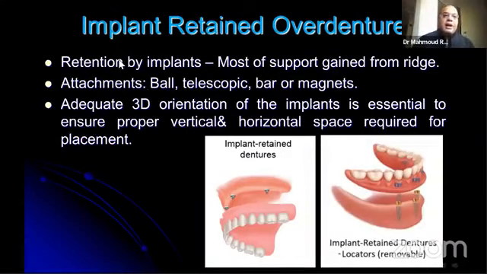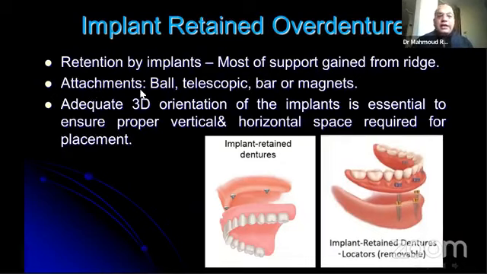Then we will talk about the implant retained overdenture. Retention here is only gained by implants, and most of the support and stability is gained by the alveolar ridge. As you see here, we use a small number of implants, 2 or maybe 3. We can use 4 also, but the type of attachment here is resilient, so it's considered an implant retained overdenture.